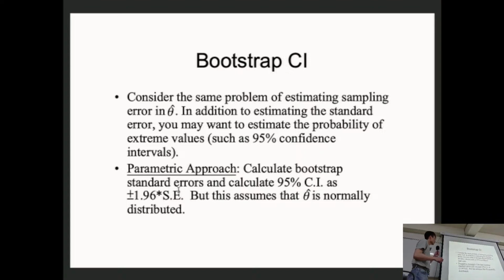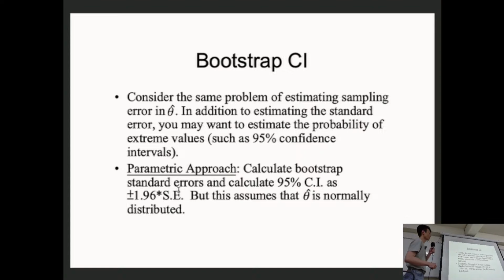All right. Consider the same problem of estimating the sampling error in theta hat. In addition to the standard error, you would like to estimate the 95% confidence interval. The simple parametric approach is, because you already have a standard error of theta hat from the bootstrap, the easiest, simple-minded way is to take the bootstrap standard error and calculate the 95% confidence interval like that.